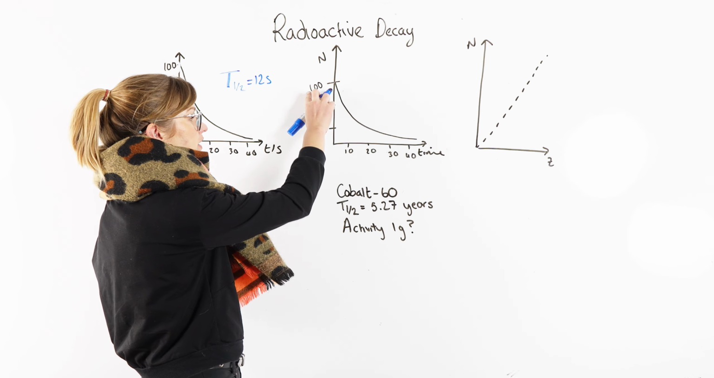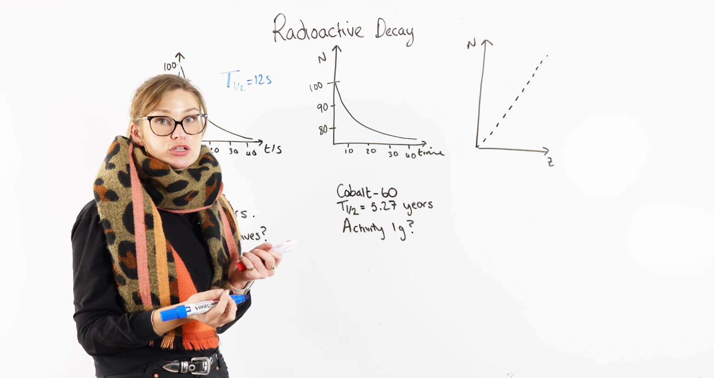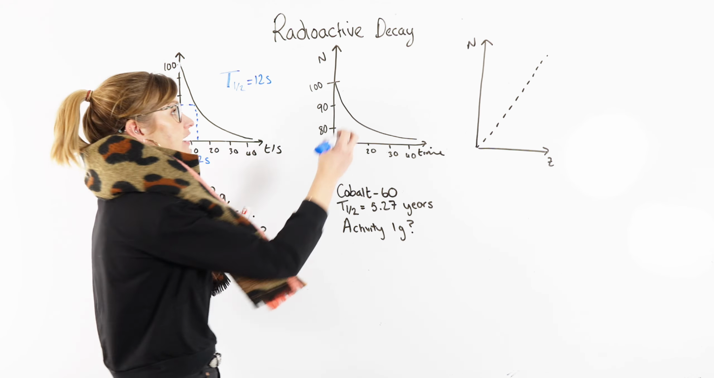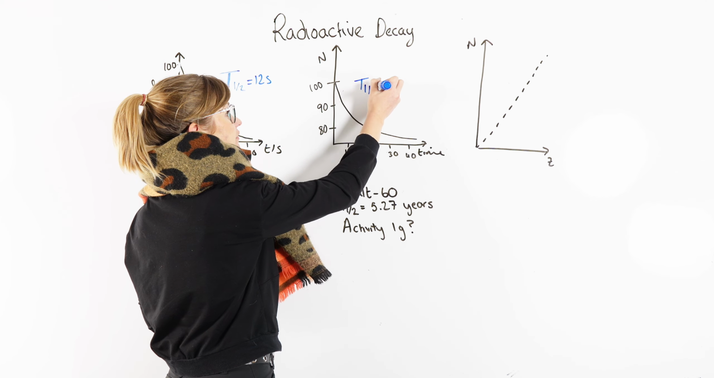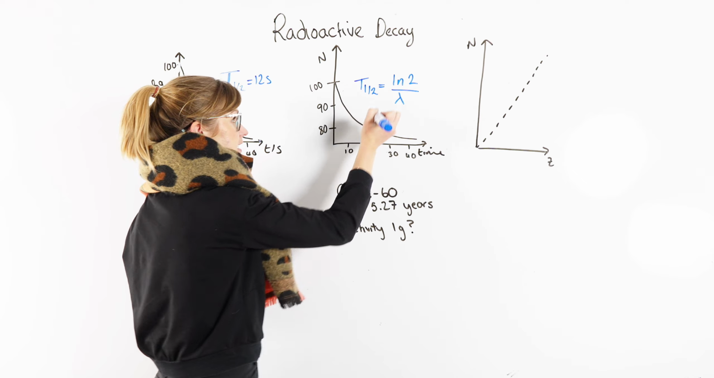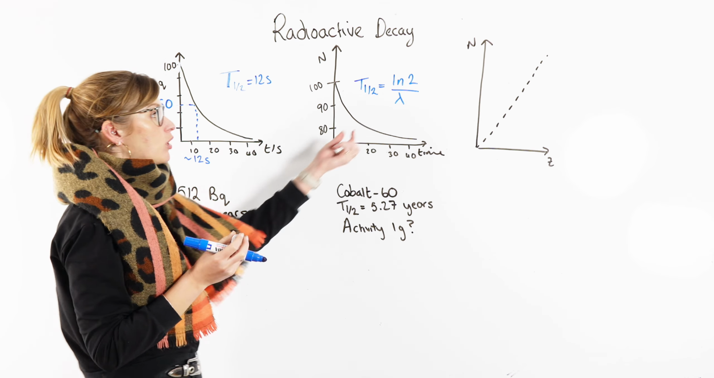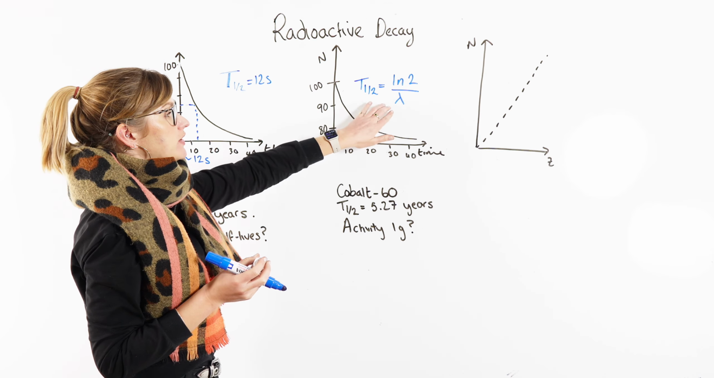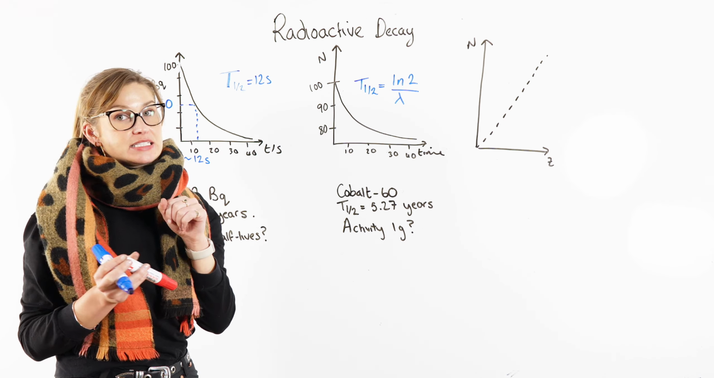However, in this graph, when I've got number of nuclei against time, here we can see 100, but I can't just find where 50 is, go across and go down. So how do we find the half-life here? The way to find the half-life is T to the power of half is always equal to the natural log of 2 divided by the decay constant. And the decay constant there is the probability of decay. So you can't use the graph here.